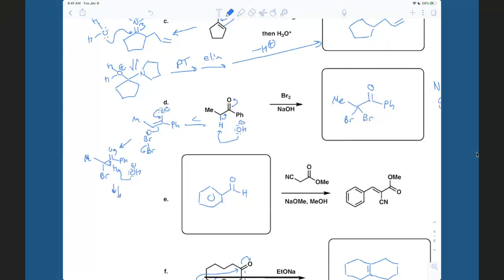I'll just draw 2 little arrows, and that gets us to the dibromide. And so this won't eventually be hydrolyzed to the carboxylic acid. We're going to stop at the dibromide. 2 is not enough to make it a good leaving group.